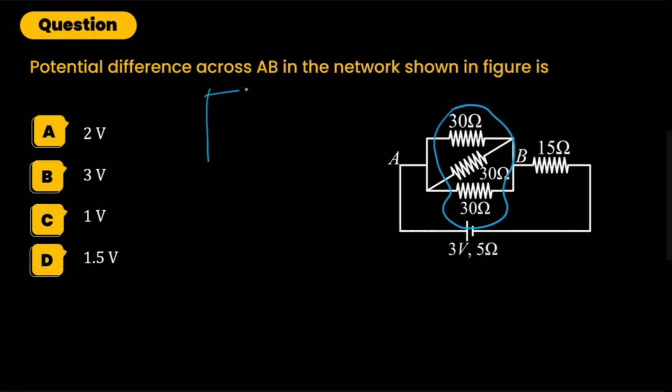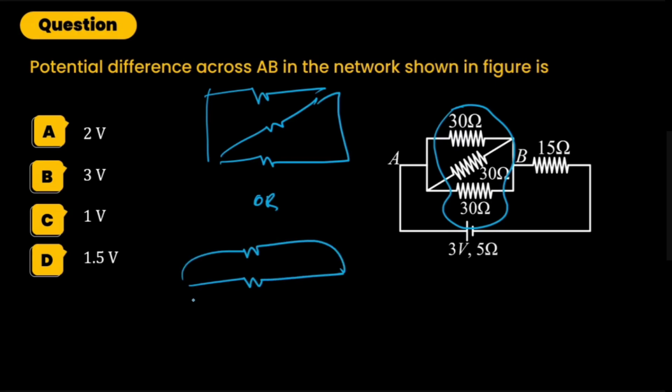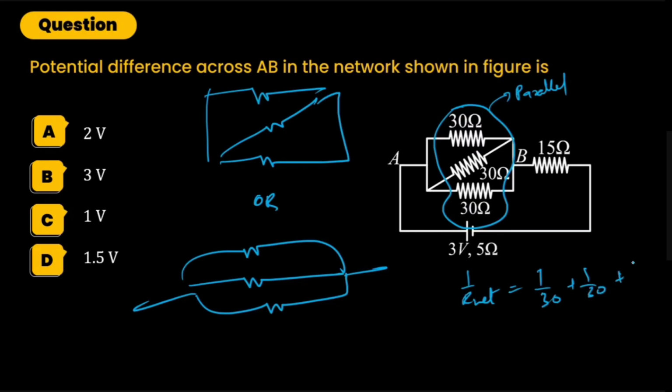Whenever you see that the circuit has resistors put in this way, always remember this configuration is the same, meaning they are in parallel combination. So 1 by R net is going to be 1 by 30 plus 1 by 30 plus 1 by 30. That is 3 by 30. So R net is going to be 10.